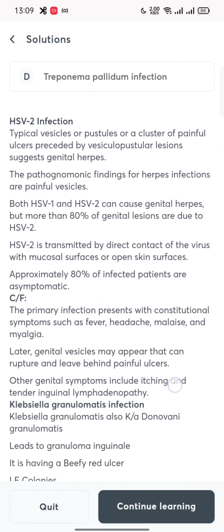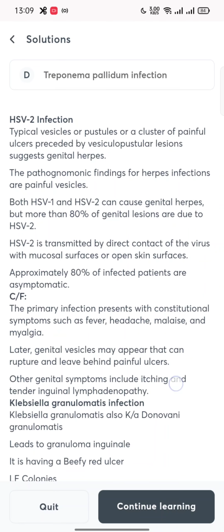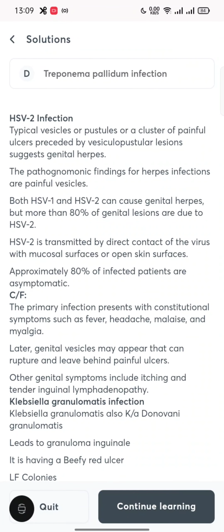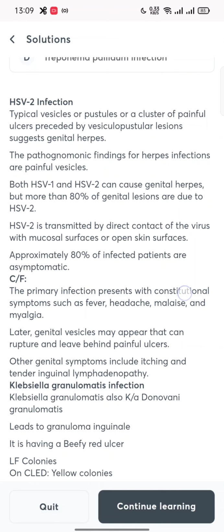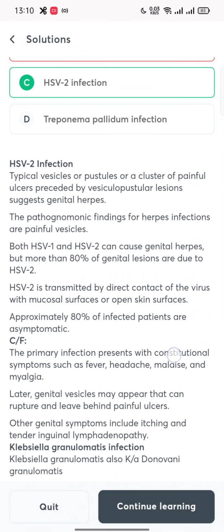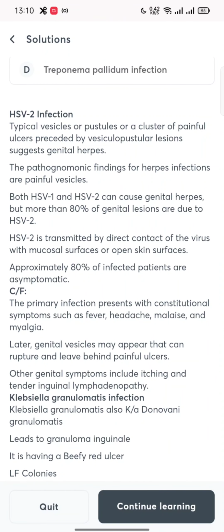So herpes simplex virus, why is this the answer? Because there are typical vesicles or pustules or a cluster of painful ulcers preceded by vesiculopustular lesions suggestive of genital herpes. So the pathognomonic feature of herpes infection is painful vesicles. Both type 1 and 2 herpes simplex can cause genital herpes, but more than 80% of genital lesions are due to herpes simplex type 2. Herpes simplex type 2 is transmitted by direct contact of the virus with mucosal surface or open skin surface. Around 80% of infected patients are asymptomatic.